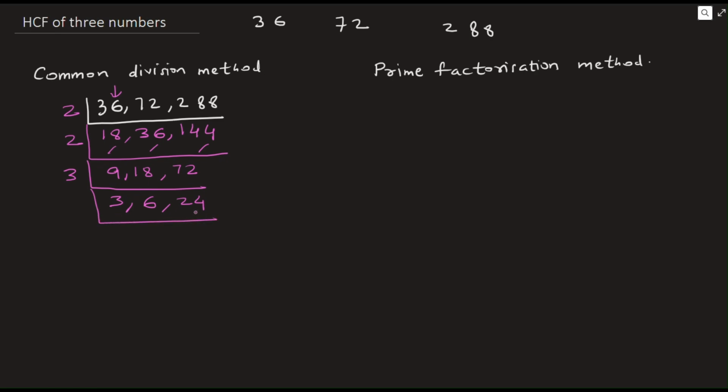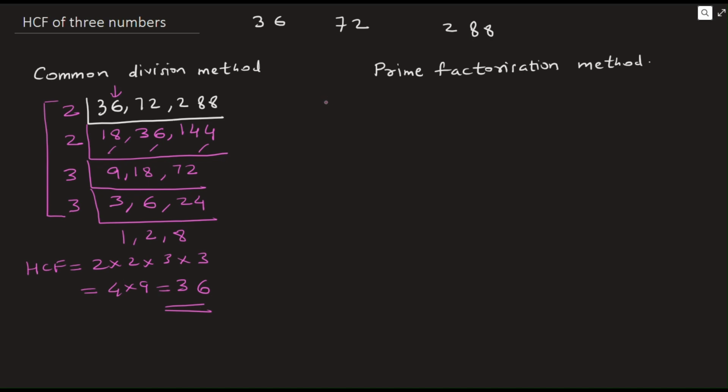Again, I have these three numbers, and again 3 will divide them. So what is the quotient? 1, 2, and 8. Beyond this, I cannot move forward because there is no prime number which divides these three together. So the HCF is the product of these four numbers on the left. So the HCF equals 2 times 2 times 3 times 3 equals 4 times 9 equals 36. The HCF is equal to 36.